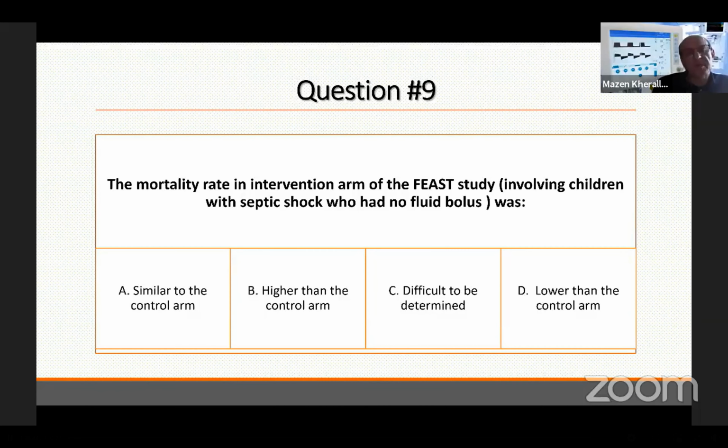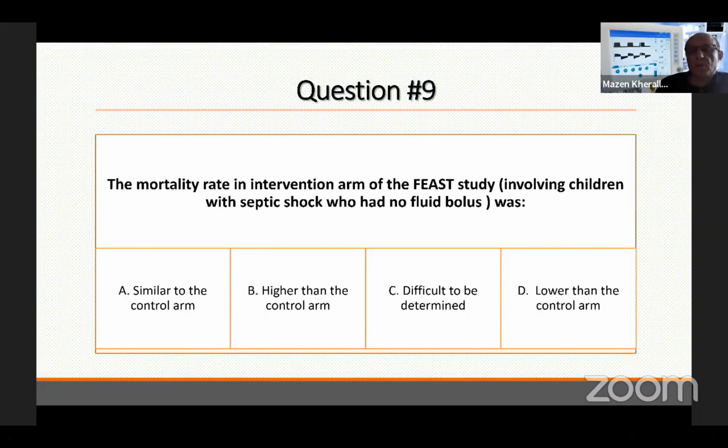Question number 9. The mortality rate in the intervention arm of the FEAST study, involving children with septic shock who had no fluid bolus, was: A, similar to the control arm; B, higher than the control arm; C, difficult to determine; D, lower than the control arm. The answers came out as Ribaba D, Monira B, Rashmi A, Noshin B, Oppo D, and Tanzila B. What's the answer? The right answer is D.